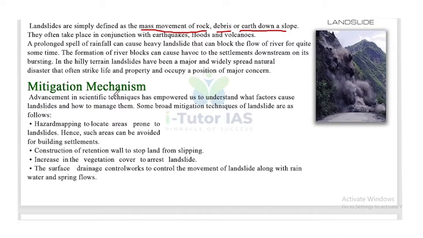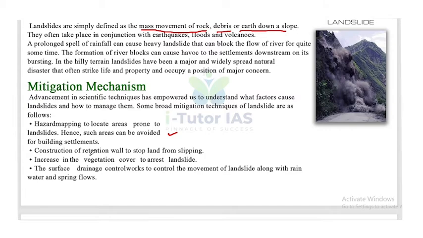Now, mitigation mechanisms. Advancement in scientific techniques has empowered us to understand what factors cause landslides and how to manage them. Some broad mitigation techniques for landslides follow. Hazard mapping to locate areas prone to landslides. Hence, such areas can be avoided for building settlements. These are some mitigation mechanisms to avoid landslides.